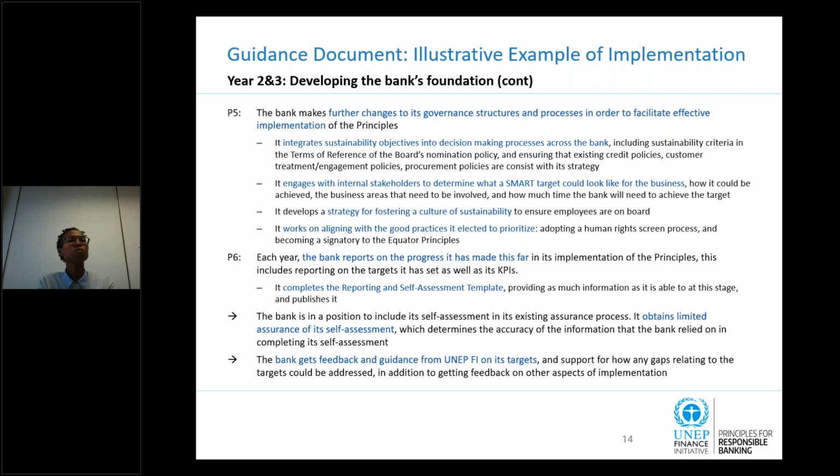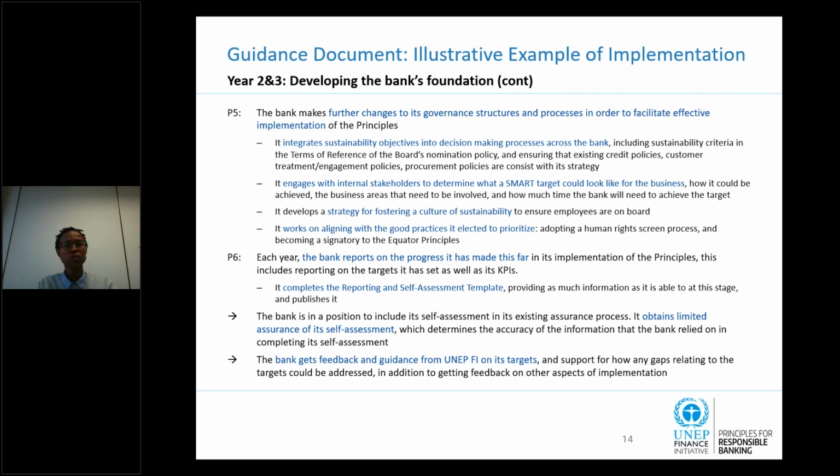Each year, the bank reports on the progress it has made thus far in its implementation of the principles. This includes reporting on the targets it has set as well as its KPIs. Again, the bank will complete the reporting and self-assessment template, providing as much information as is available to do at that stage, and publishes it.